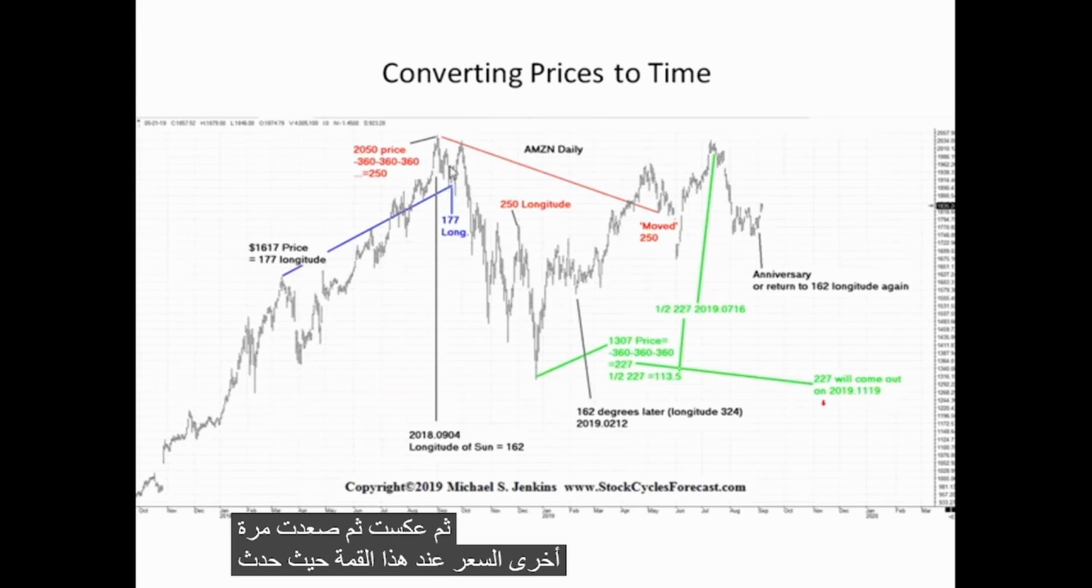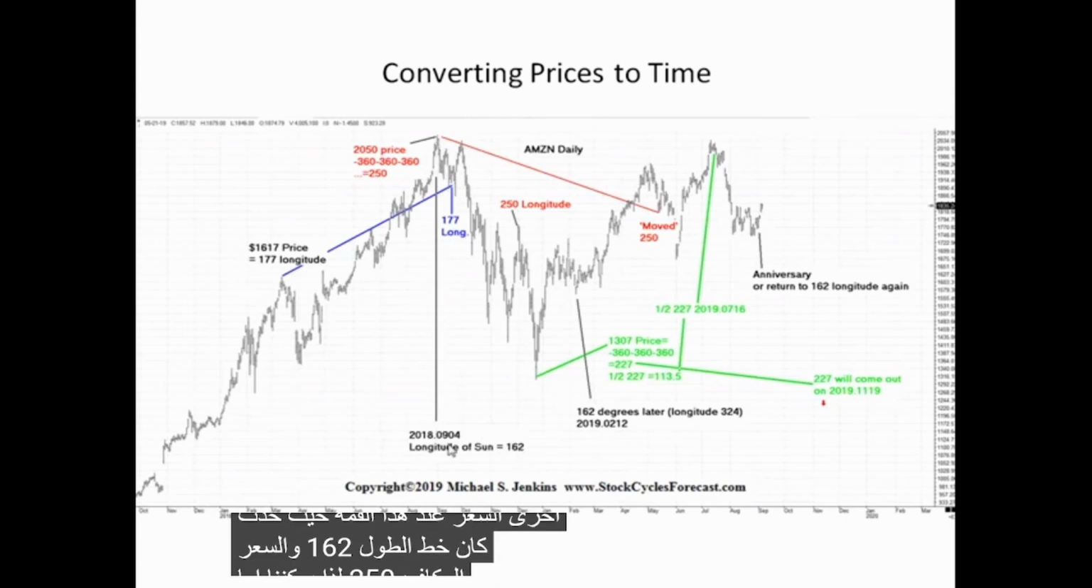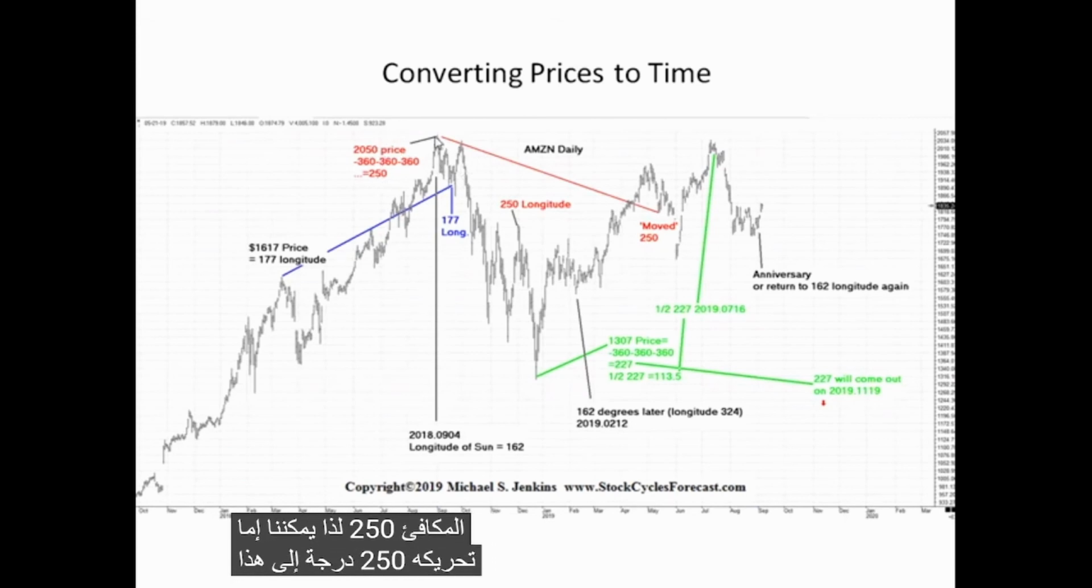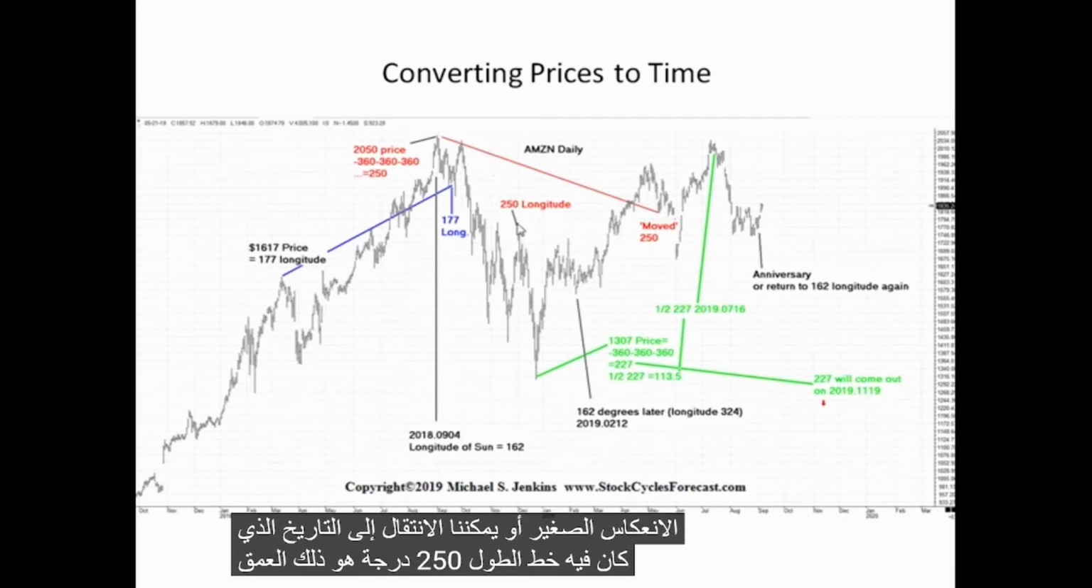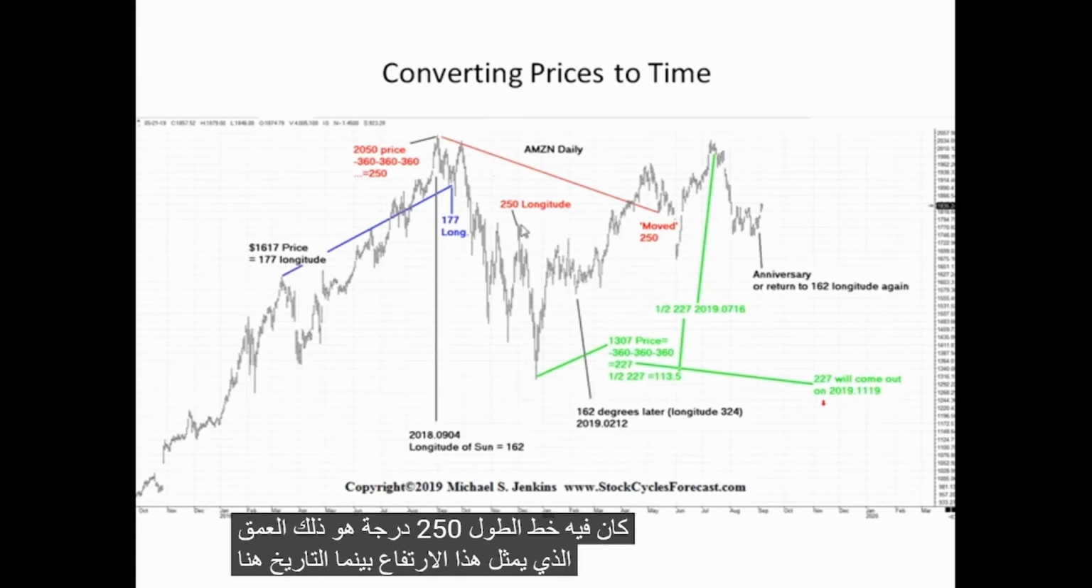The price at this top occurred where the longitude was 162 and the price equivalent was 250. So we could either move it 250 degrees to this little reversal, or we could go to the date when 250 degrees longitude was that date, which is this high.